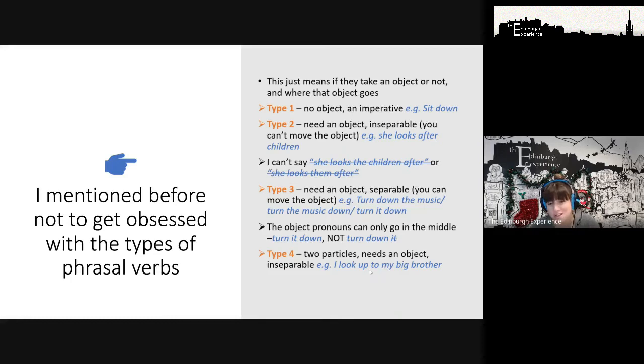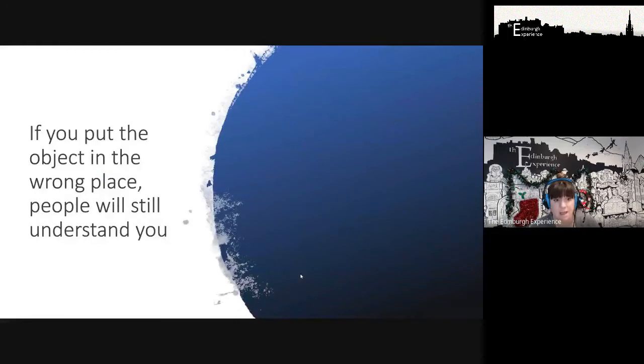So the only ones you really need to worry about are type 2 and type 3, whether the object can get moved around or not, because the rest you don't need to worry so much about. But please don't stress out about that, okay? Because it is not the most important thing. If you say turn down it instead of turn it down, people are still going to completely understand what you're saying. It will not be a communicative issue at all.